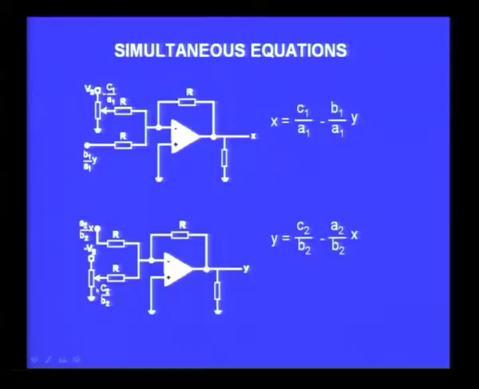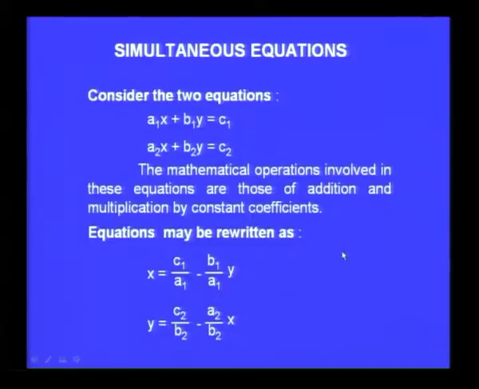In this case you find it is exactly similar to the earlier one. I apply A2 by B2 times x at this input, and I apply C2 by B2 as a proportional voltage at this point, and these two will be added at the output with a negative sign because there is an inverting input here. Therefore y becomes C2 by B2 minus A2 by B2 times x. This is what I get, and this is precisely what I have here in this equation.